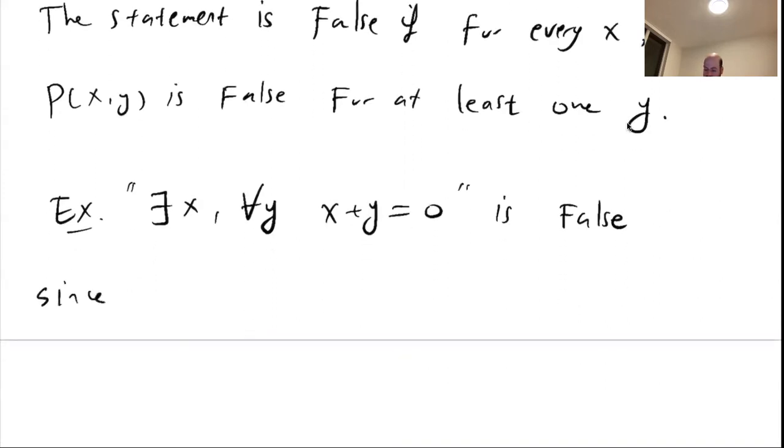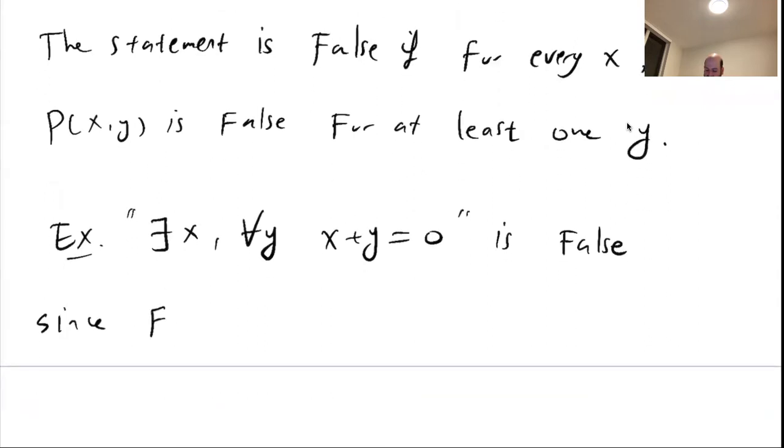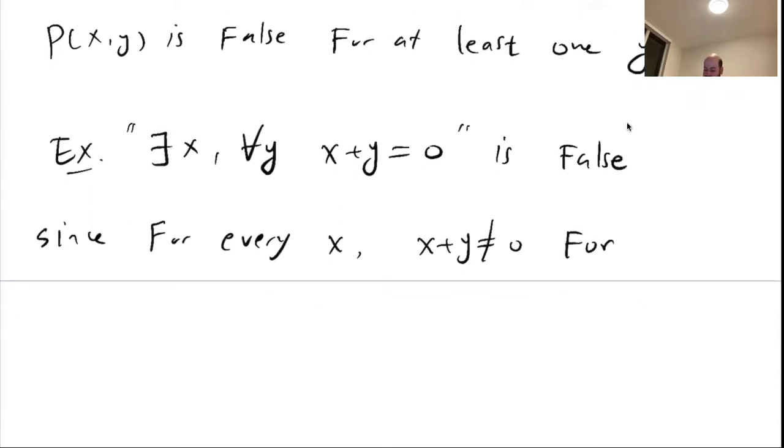Now, how can I show it's false? Look at the definition that I mentioned here. The statement is false if for every x, p of x and y is false for at least one y value. So since for every x, x plus y is not equal to 0 for which y value? Can you tell me which y value I should use?